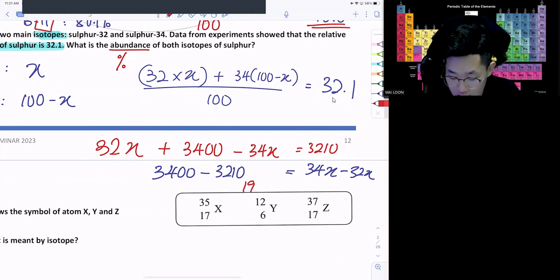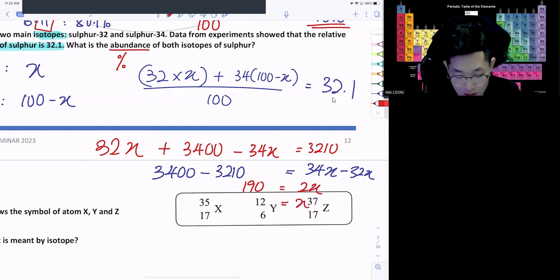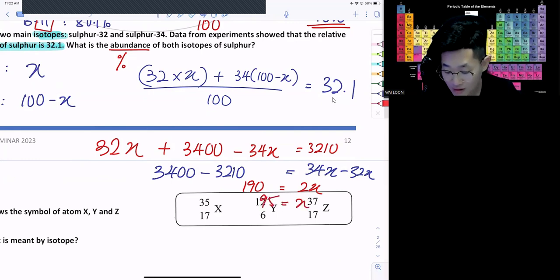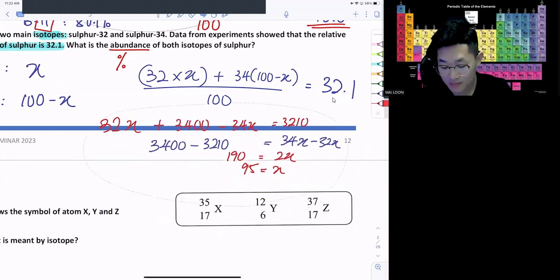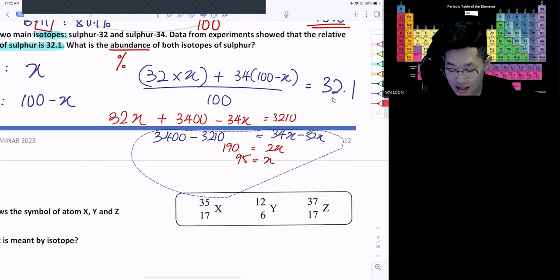So I get 190 equals to 2x. So x is equals to 95. Okay.